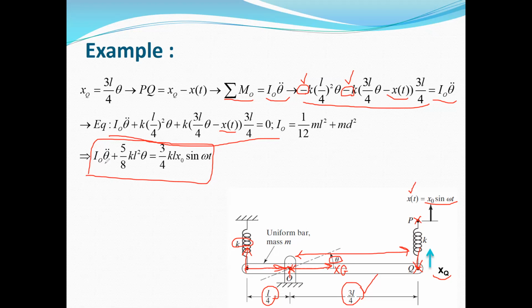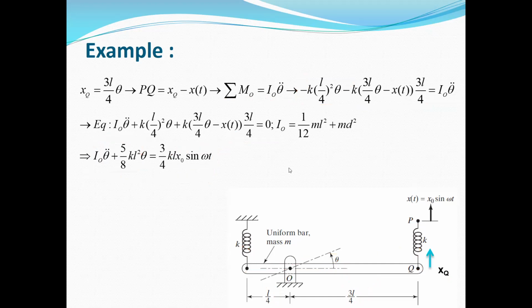We only have I O theta double dot, plus the equivalent stiffness for your structure multiplied by theta, and this is the non-homogeneous term. As you can see, x naught sine omega t, this term is the displacement xt for point P, and it appears as the non-homogeneous term in our equation of motion. Now we need to solve this equation of motion by using the theory of ODEs.